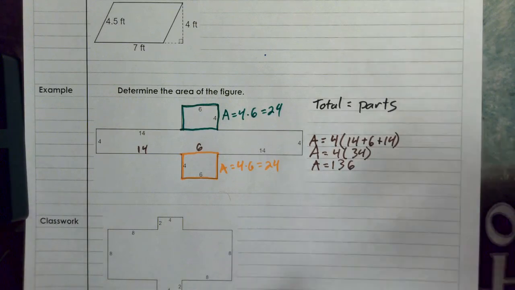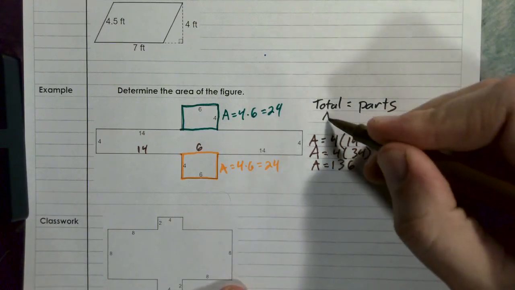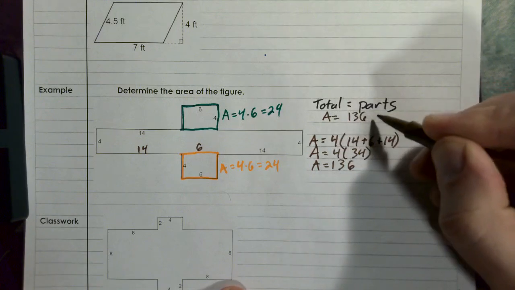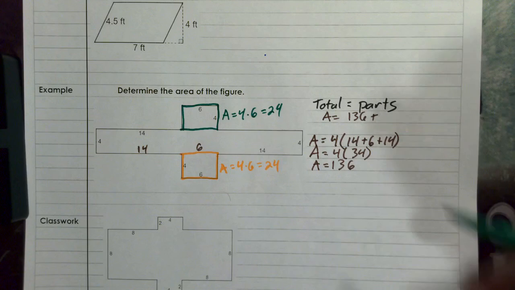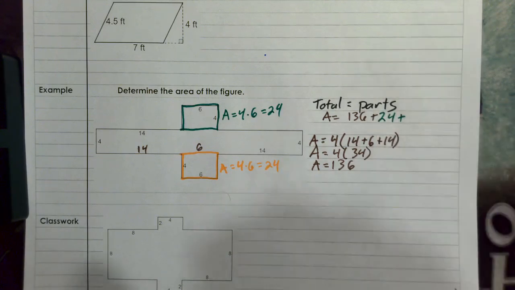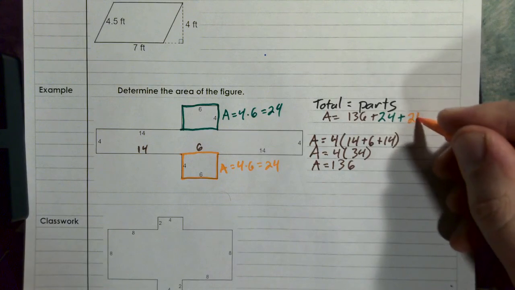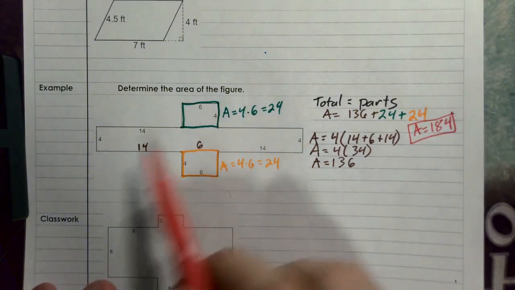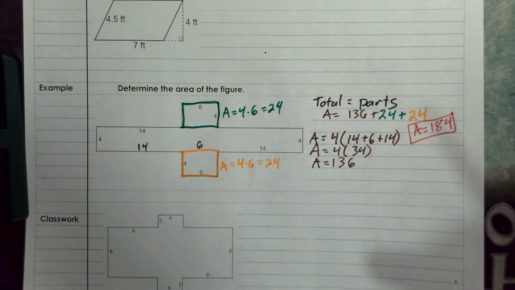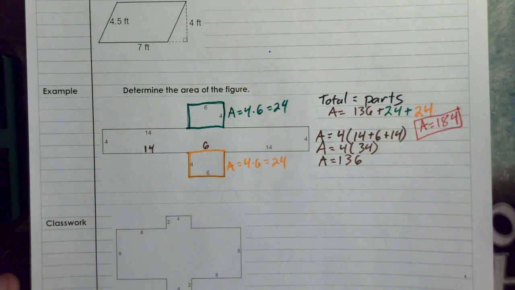And so my total equals parts. My total area is going to be that 136 plus the 24 from the top rectangle and the 24 from the bottom rectangle. So 24 plus another 24. So I just need to type that into my calculator, 136 plus 24 plus 24, and I get 184. And so that is my total area. Whenever you get big shapes like this that are not quite exactly what we have a formula for, break it up into shapes that we are able to find the formula of.